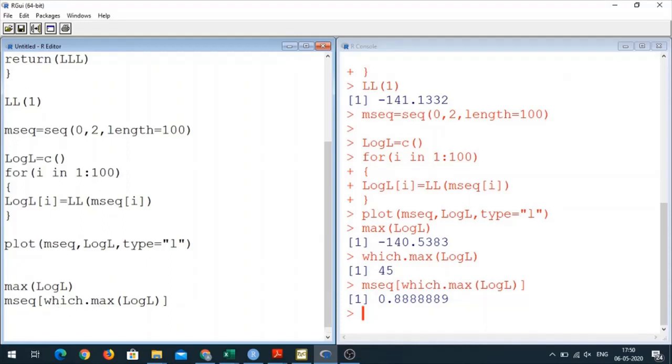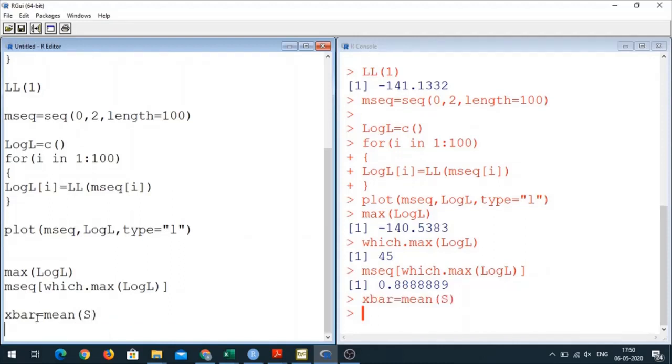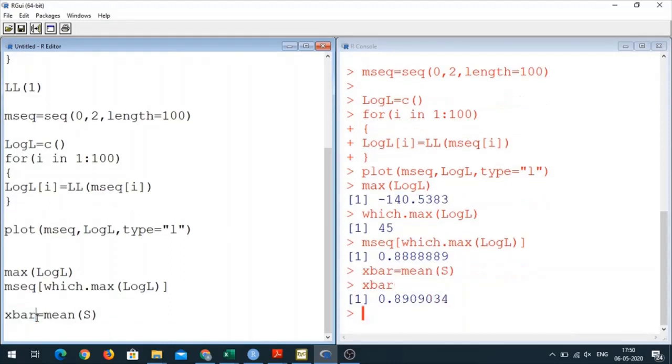And we know from our theory of normal that x bar is actually the MLE. So x bar, let me compute. It would be simply the mean of S, and x bar here is, see, it is quite near 0.88, 0.89. Now one question is, why didn't I get the exact same values over here? Why do the values differ at the second decimal?